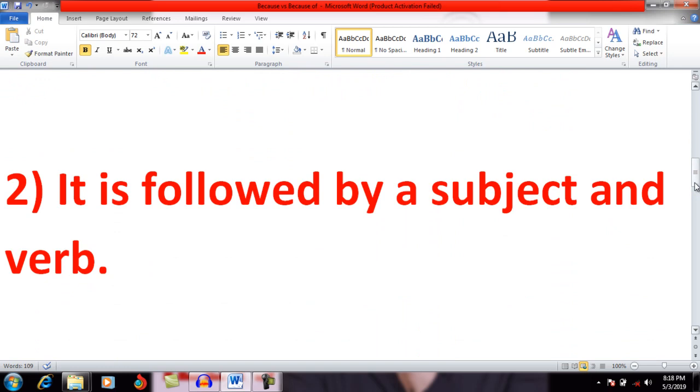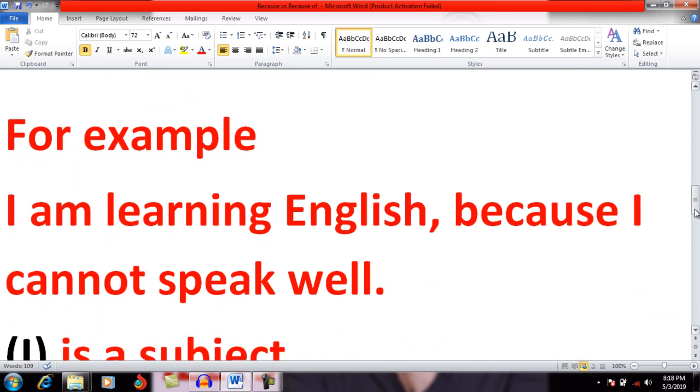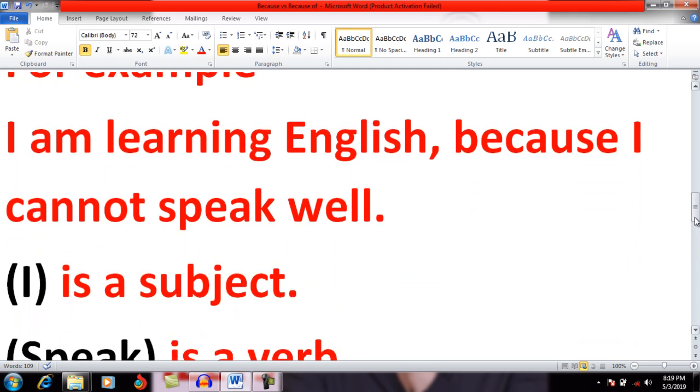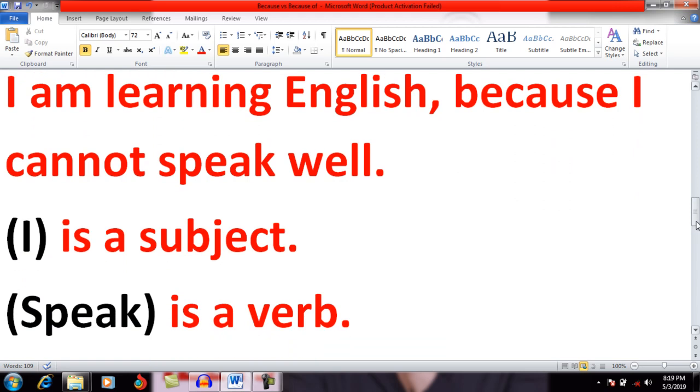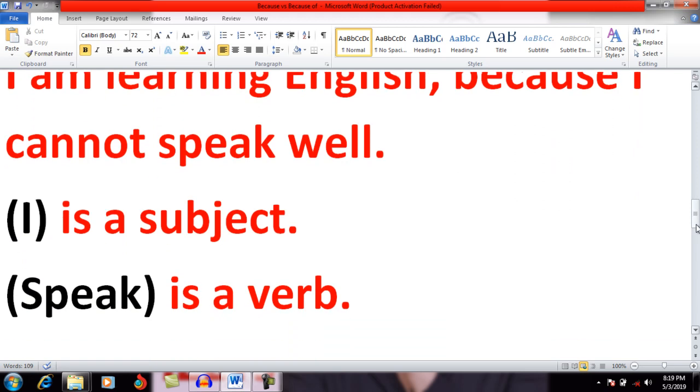Second reason, it is followed by a subject and verb. For example, I am learning English because I cannot speak well. So I is a subject and speak is a verb. So whenever you want to use because, there must be subject and verb after because.